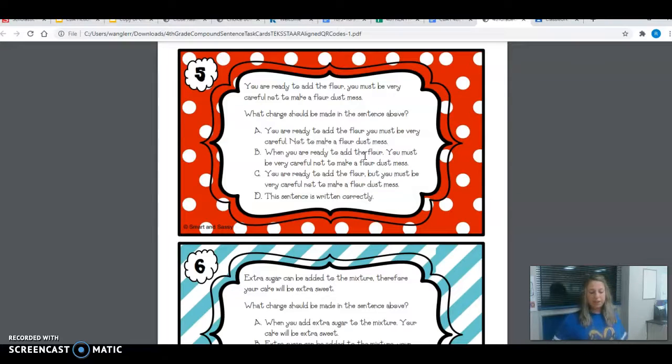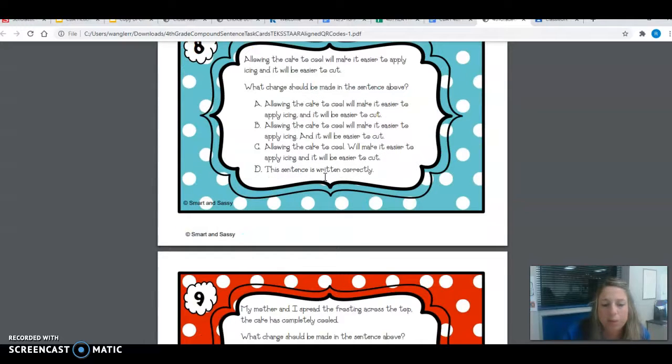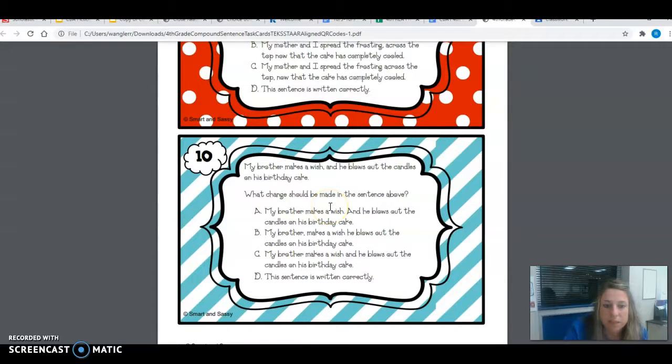So if you only need to add and or but without the comma, we would only add and or. Let me find one for an example, sorry.